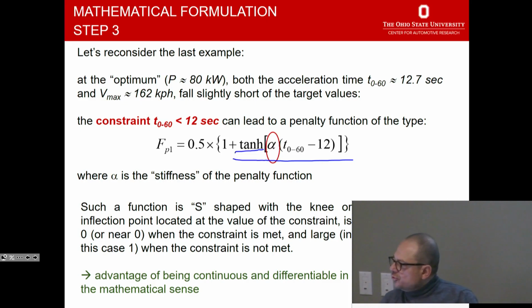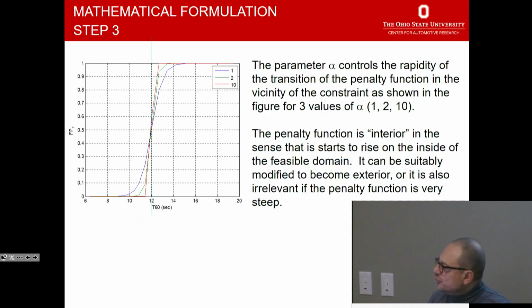And so what you do then is the inflection point of this curve is going to be located at the value of the constraint. Okay. And as you move away from that constraint in one direction, things are good. In the other direction, things become very rapidly quite bad. And it's differentiable, so you can do it.